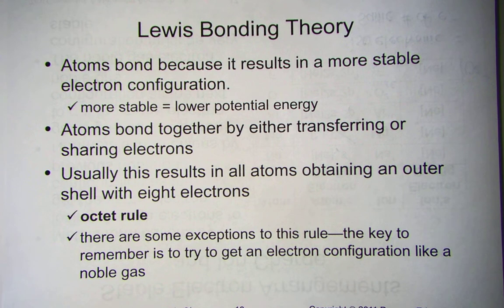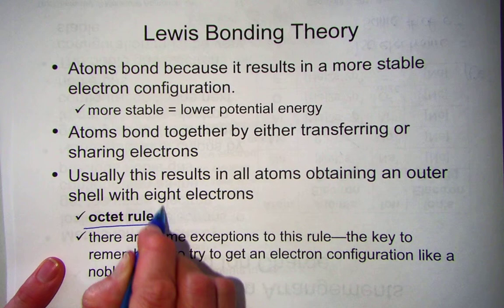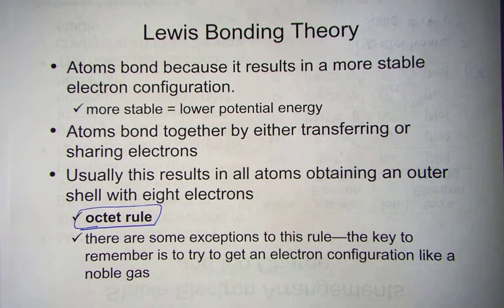So atoms will bond because it results in a more stable configuration. More stable means lower energy level. Atoms bond together by either transferring or sharing electrons, and usually this results in all atoms attaining an outer shell with 8 electrons. This is known as the octet rule. Magic number 8. Remember, every atom wants to become like a noble gas.